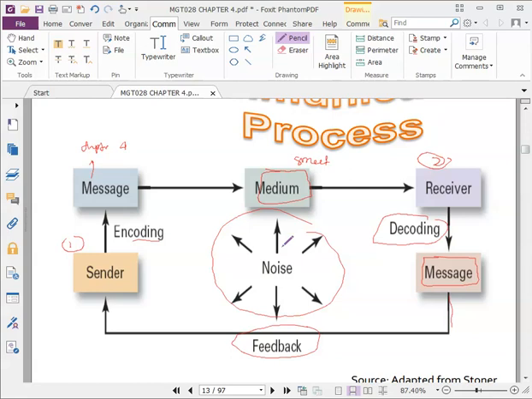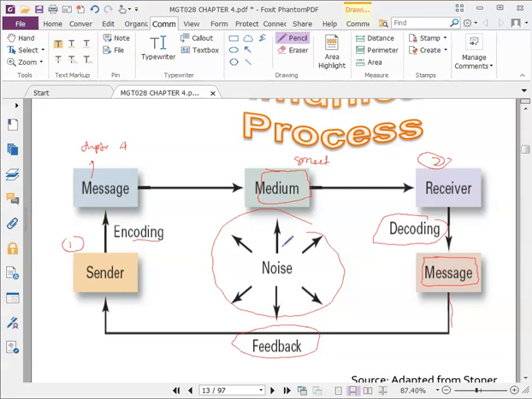Okay, so maksudnya noise tu adalah gangguan yang berlaku. Okay, bila kita ada communication process, lepas tu ada gangguan, that is noise.